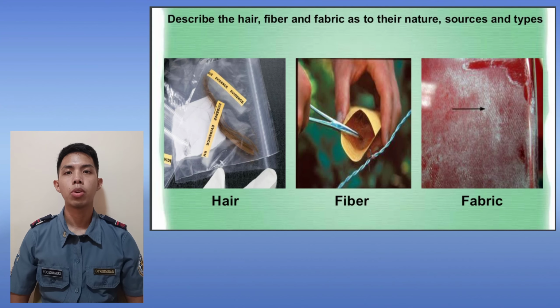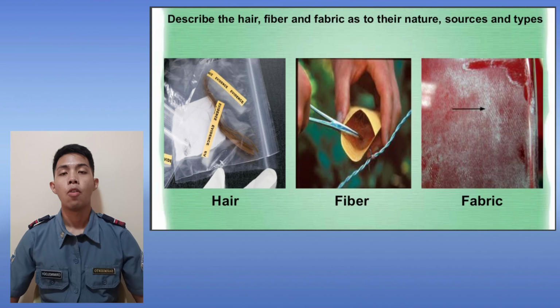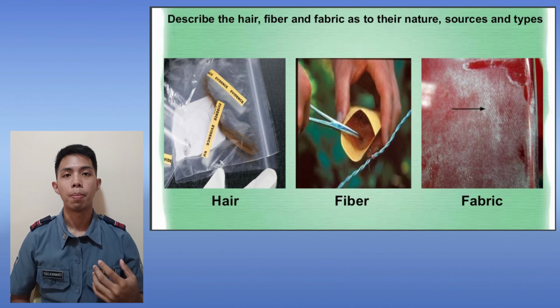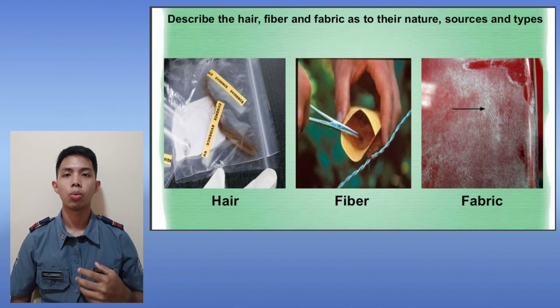Next is fiber. It's the smallest unit of textile material. Fiber can occur naturally or be man-made. It can be spun with other fiber that can be woven or knit to form a fabric.